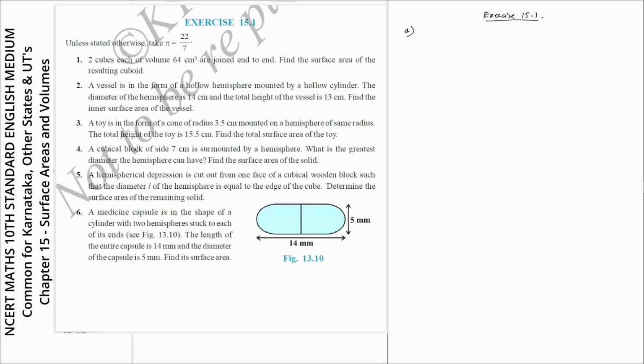Exercise 15.1, question number 4. A cubical block of side 7 centimeter is surmounted by a hemisphere. What is the greatest diameter the hemisphere can have? Find the surface area of the solid.